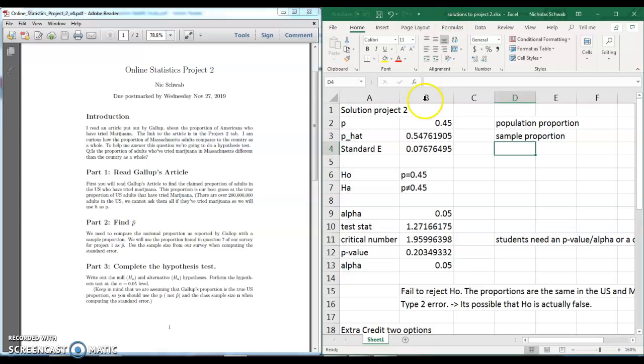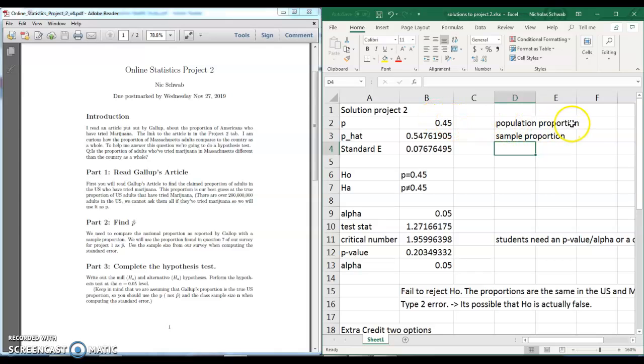I just briefly want to make a video describing the solution to Project 2, in case some of you were interested. So there's Gallup's article, right? Most of you found that there's some population proportion. We're going to assume that's 0.45, so 45% of the population have tried marijuana at some point.